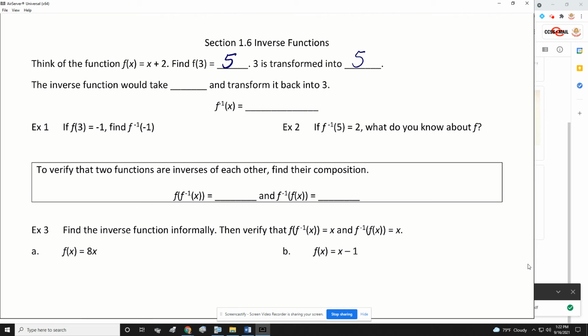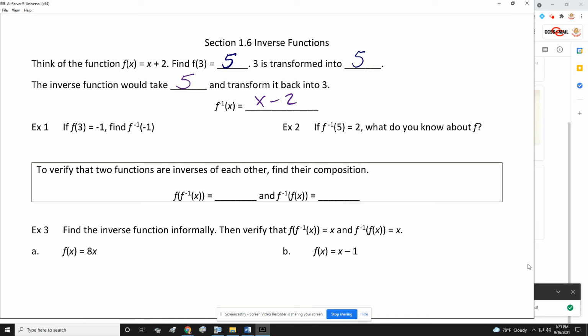Now what an inverse function does is takes the 5 and transforms it back into a 3. So let's figure out what function would do that. We take a 5 and turn it into a 3. And that's going to be the function x minus 2. So inverse functions are also going to have inverse operations.